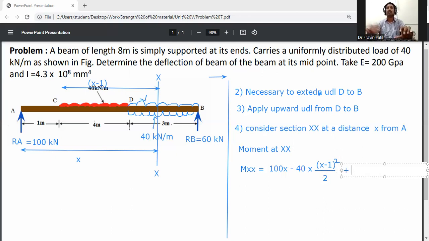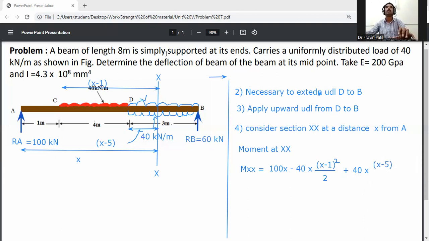Then upward UDL, plus. So how much is this distance? Yes, this distance will be x minus 5. So again, then plus 40 into, in bracket, first of all convert it to point load, which means multiply by x minus 5.